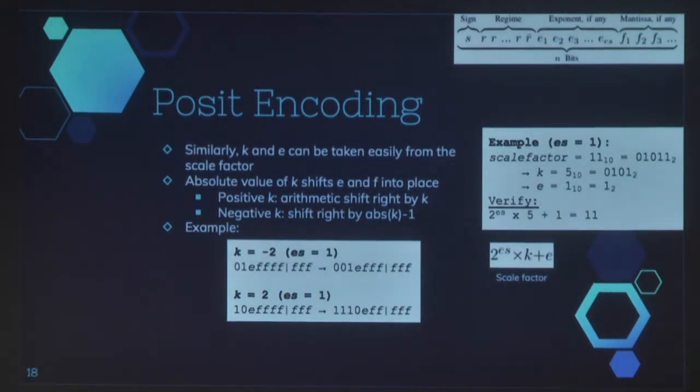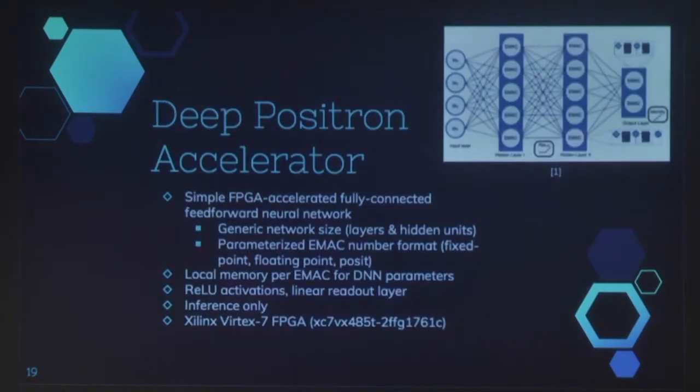In the encoding process, we are doing something similar. We can get K and E from the scale factor, which I've shown earlier. The absolute value of K shifts, which is the regime shift, E and F into place. If you have a positive K, like in here, you just do the arithmetic shift, and everything to the right of this is the sticky bits. If it is a negative K, then you're just doing the shift by absolute K minus 1. This is just an example to show how you would verify this. So that's what we do with the posit decoding and encoding in the hardware implementation.